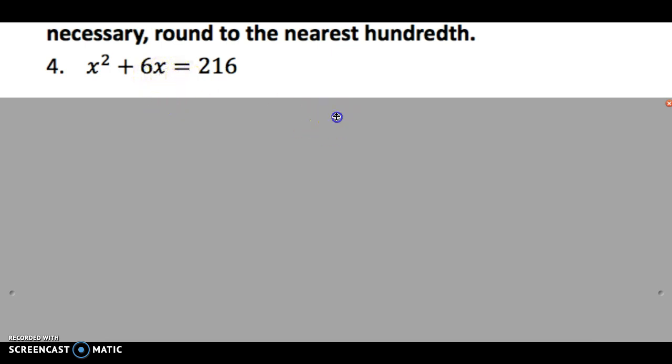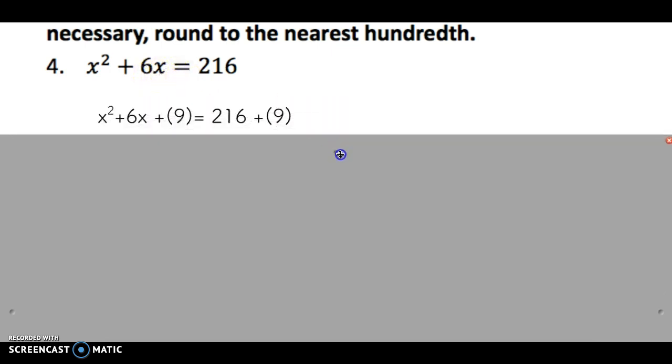I have to take half of 6 and add that here. What's half of 6? It's 3, right? And 3 squared is 9. If I add 9 to the left side of my equation, I also have to add it to the right side of my equation. The reason I have to do that is because what I do to one side, I have to do to the other side in order to keep it balanced and equal.